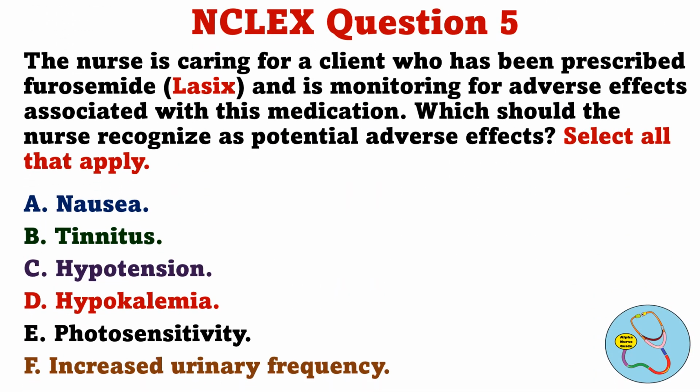The nurse is caring for a client who has been prescribed furosemide and is monitoring for adverse effects associated with this medication. Which should the nurse recognize as potential adverse effects? Select all that apply. A. Nausea. B. Tinnitus. C. Hypotension. D. Hypokalemia. E. Photosensitivity. F. Increased urinary frequency.